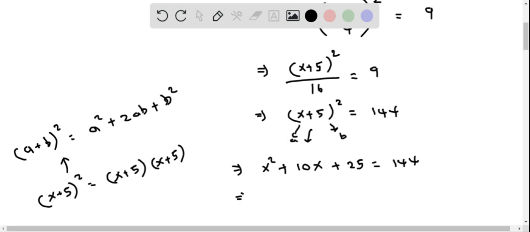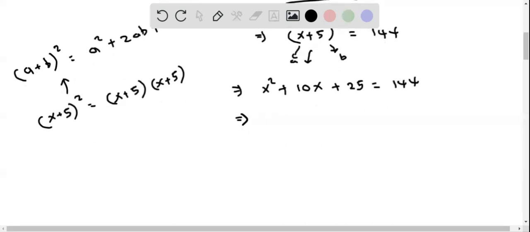So basically we get this expression on the left side. Now subtracting 144 from both sides, we get x squared plus 10x minus 119 equals 0. And this one is a quadratic equation. So to solve for x, we can use the factor method or the formula method. Here I'm going to use the factor method.